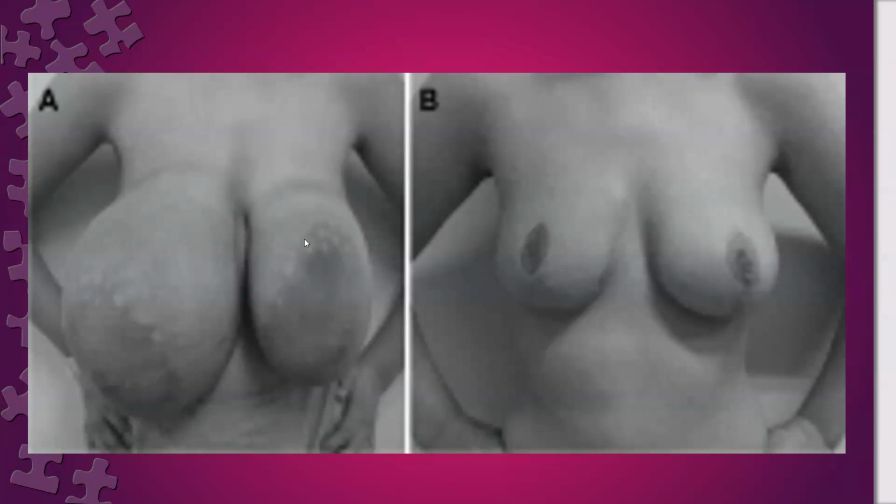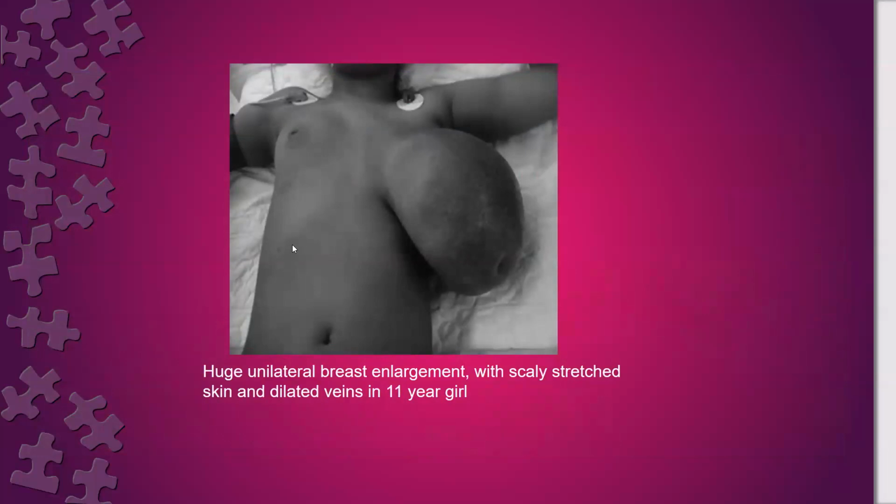So what do you think? She's a teenager. She had gigantomastia. Excellent. Well done, Nauras. You picked it up. And this one, she has a huge unilateral breast and she's 11 years old. This is most likely a breast tumor. So we have to exclude breast tumor, but there was no breast tumor.